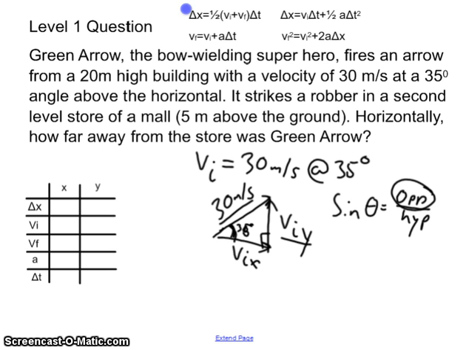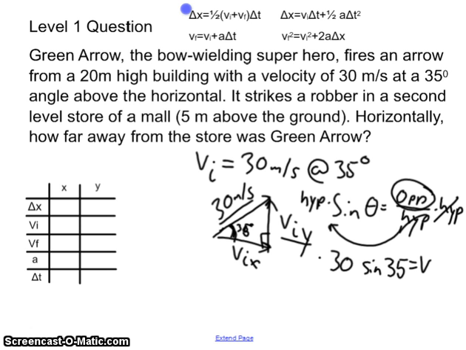So I would have to rearrange this because I'm going to move the hypotenuse over to the other side, seeing as how it's dividing from my opposite side. I want to make it so that it's multiplying, so that I can cancel it out by multiplying it to both sides. And so we end up with 30 times the sine of 35 is our initial velocity in the y direction.